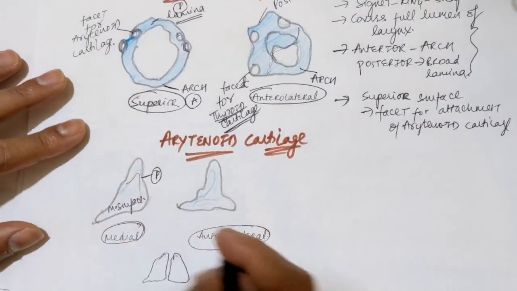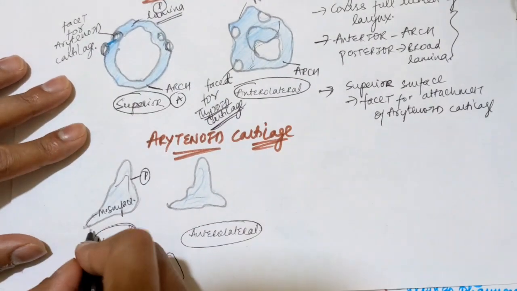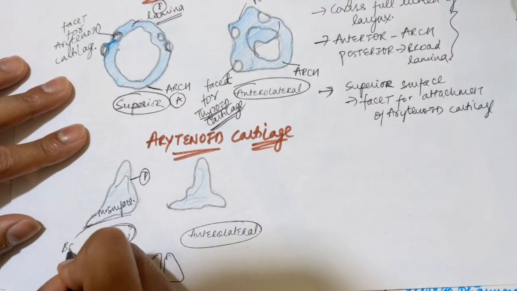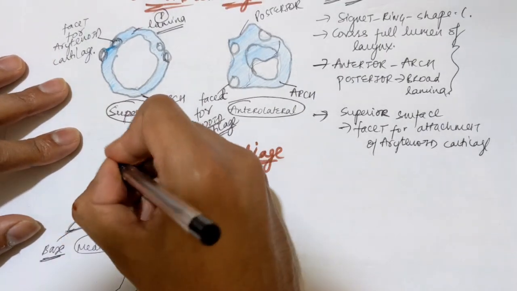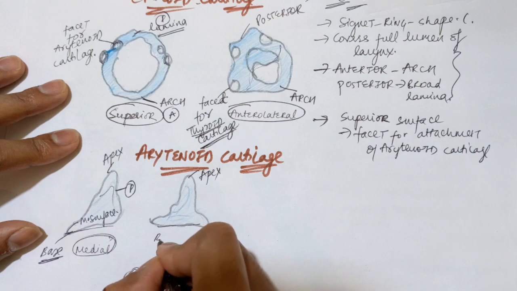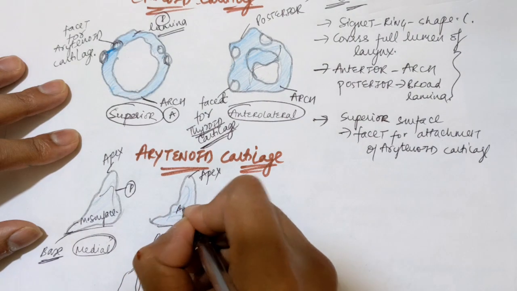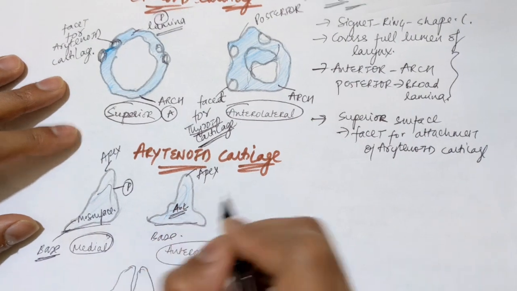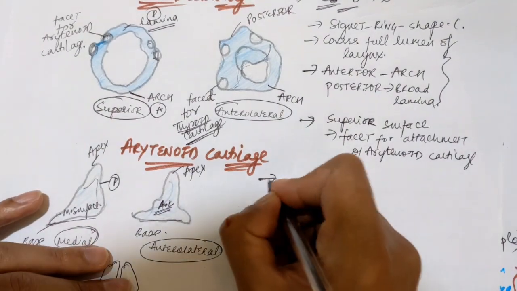Okay. Now it has an apex. This is your base. This is actually your base of arytenoid, and this one is your apex. Here also same apex. This is your base, and this is the anterolateral view. Now let's come on to the specific characteristics.